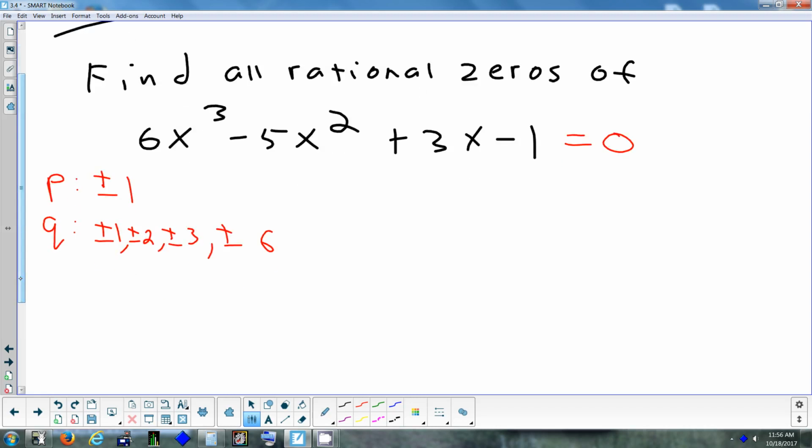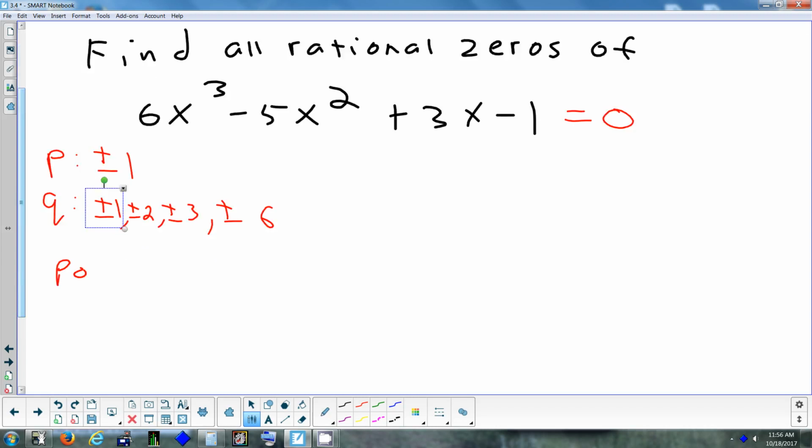So all my roots are p over q. What's 1 over 1? I'm not going to write the whole thing out, but this is our possible rational roots. 1. 1 over 2, how do we write that? Plus or minus 1/2. Just plus or minus a half. Plus or minus a third. And plus or minus 1/6.